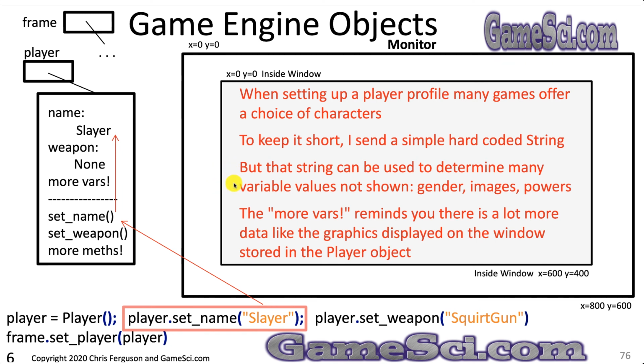What is the gender of the player? What are the image files I need? What powers does this player possess? The "more vars" reminds you that there's a lot more going on in this thing. There could be much more data, like graphics displayed on the window, stored in the player object.